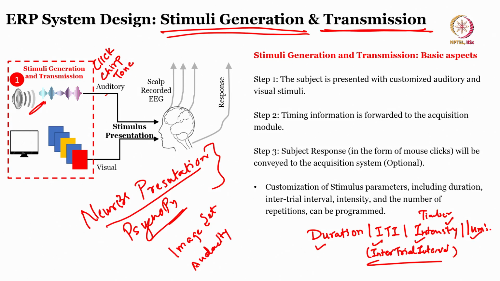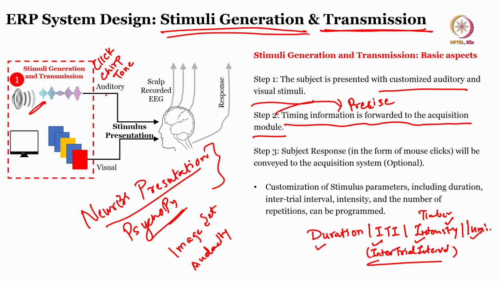Okay, so these are important points about stimuli generation and transmission units. Whenever you perform an experiment, there should be customized auditory and visual stimuli presented to the subject, with all these parameters set and identified. I also mentioned that timing information is forwarded to the acquisition module. Very important. I would say not only timing information, very precise timing should be conveyed.